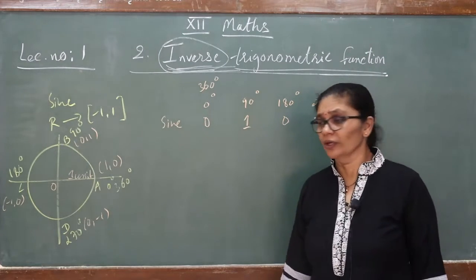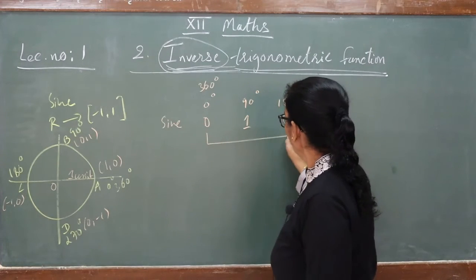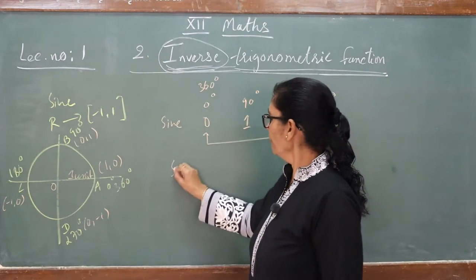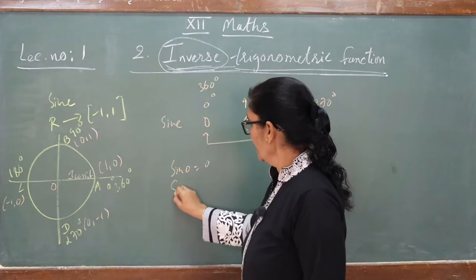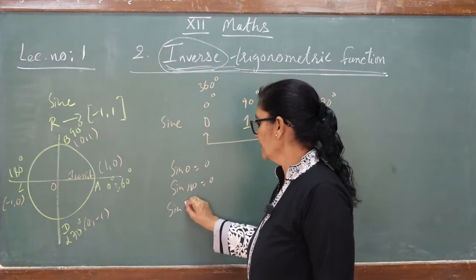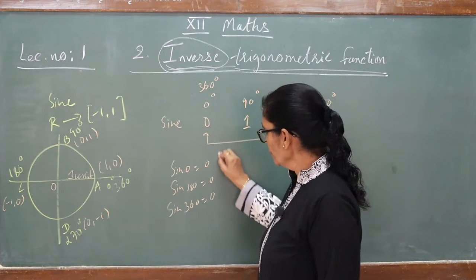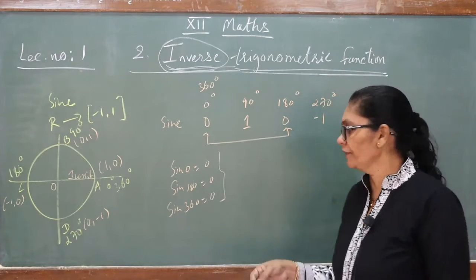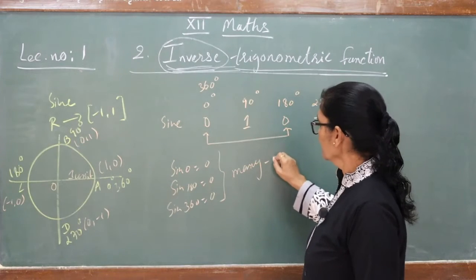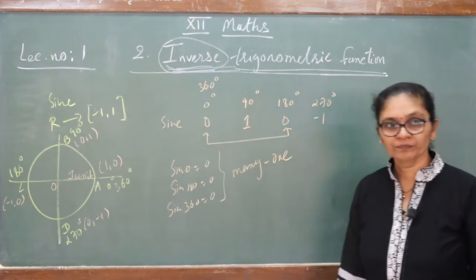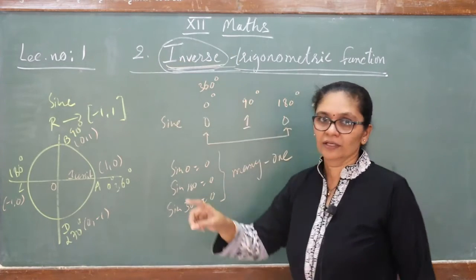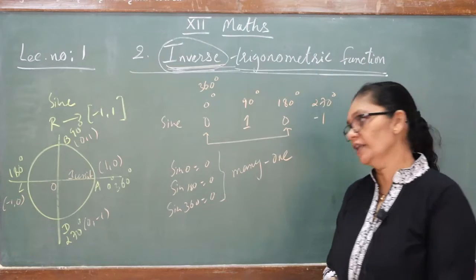Now from this, what do you learn? That for two different values we are getting the same answer. What is the meaning of it? Sine 0 is 0, sine pi or 180 degree is also 0. Similarly, sine 360 is also 0. So for so many different inputs we are getting the same answer. This is a many-one function. But what is our condition for existence of an inverse? That our function should be 1-1 and onto.